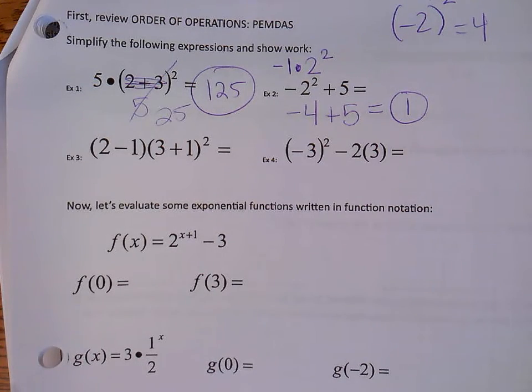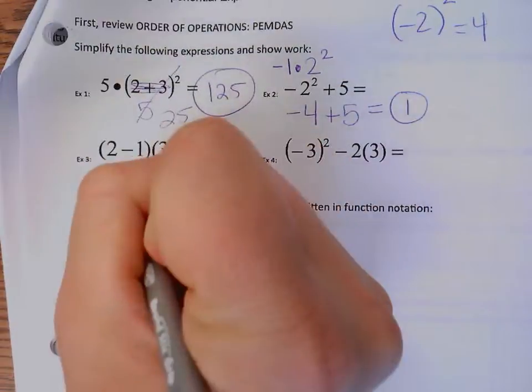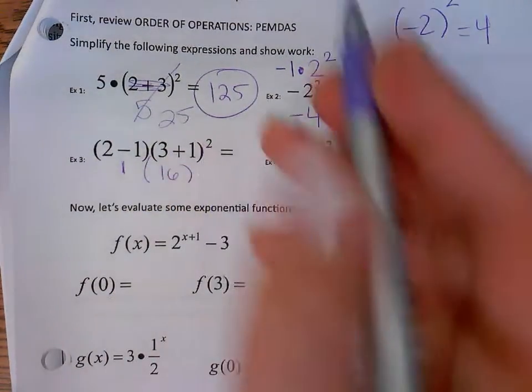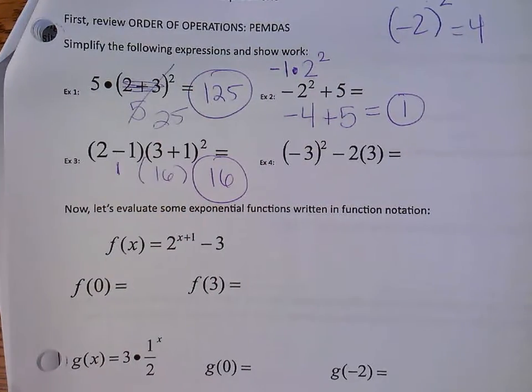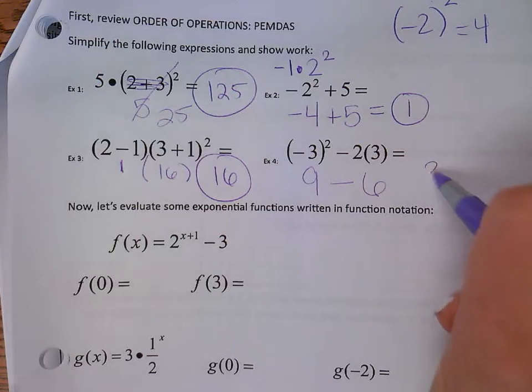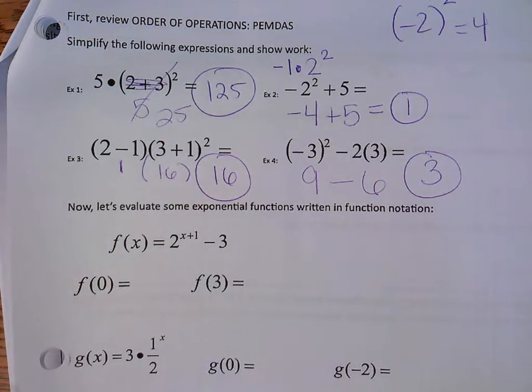Uh-oh, I never paused this. All right, I'm going. This was 1 times 16, right? Because this is 4 squared. So that one should have been just positive 16. And then this is positive 9 minus 6 is 3. So we did okay on that.